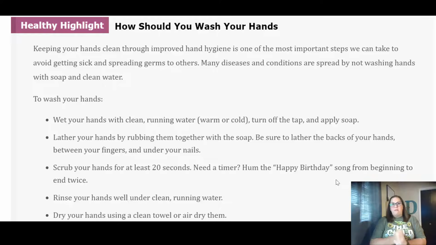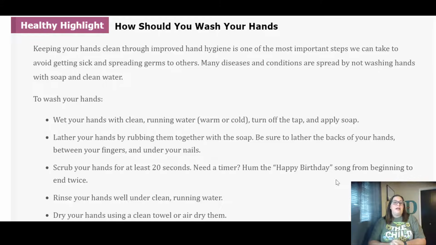Now, one of the modifiable things that can help us a lot of times with disease is washing your hands. All right, and this right now is kind of like beating a dead horse, but guys, we need to know how to wash our hands, and we need to know how to wash them properly. There's a health highlight in your textbook that talks about this.